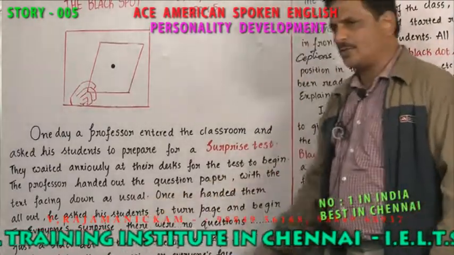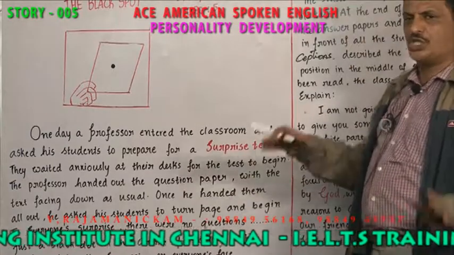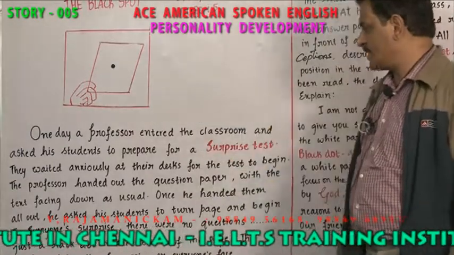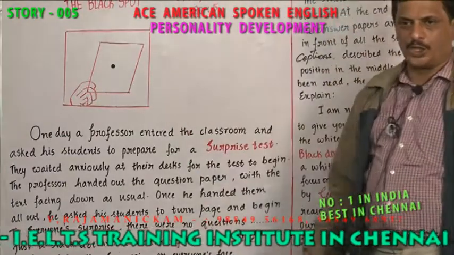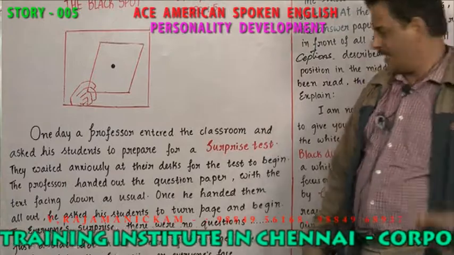To everyone's surprise, what did they see? There were no questions at all. Only this was there. What is there? Just a black dot in the center of the page.